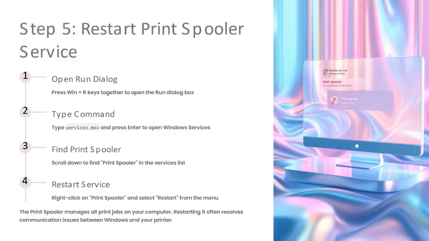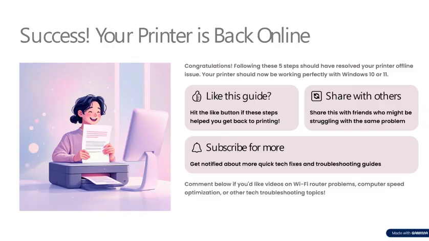The Print Spooler manages all print jobs on your computer. Restarting it often resolves communication issues between Windows and your printer. Success! Your printer is back online. Congratulations! Following these 5 steps should have resolved your printer offline issue. Your printer should now be working perfectly with Windows 10 or 11.